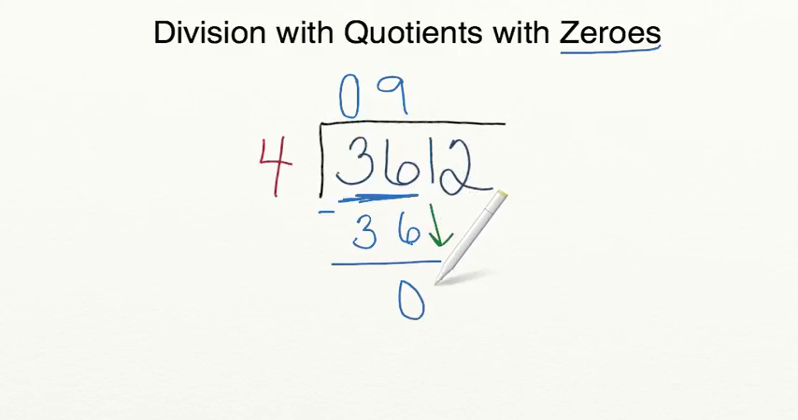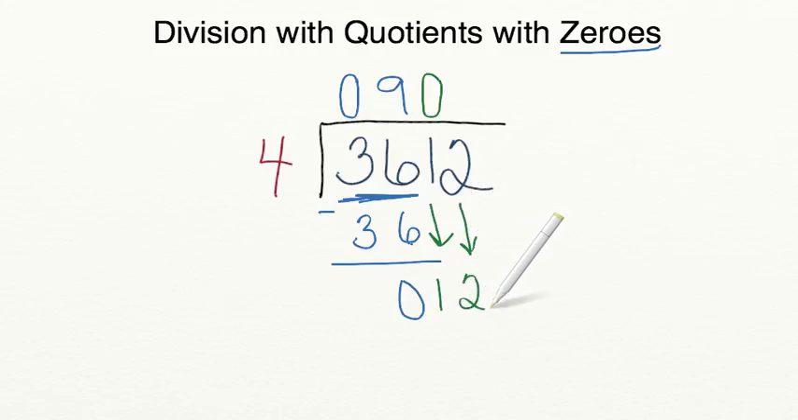So I'm going to move down my 1. But again, 4 is greater than 1. That means that 4 cannot fit into 1, so I have to again put a 0 as a placeholder. Now this is very, very important, because if I don't put this 0 here, we're going to be missing our tens place altogether.